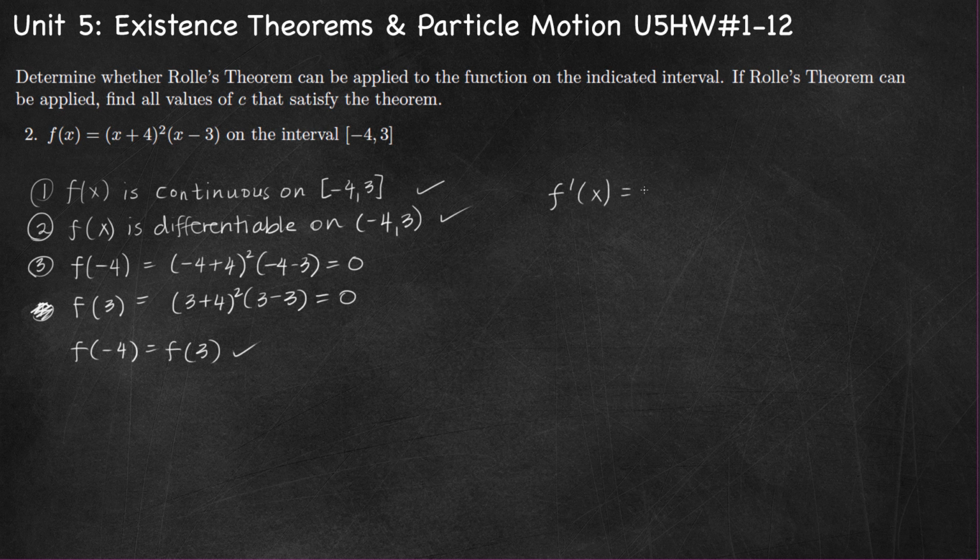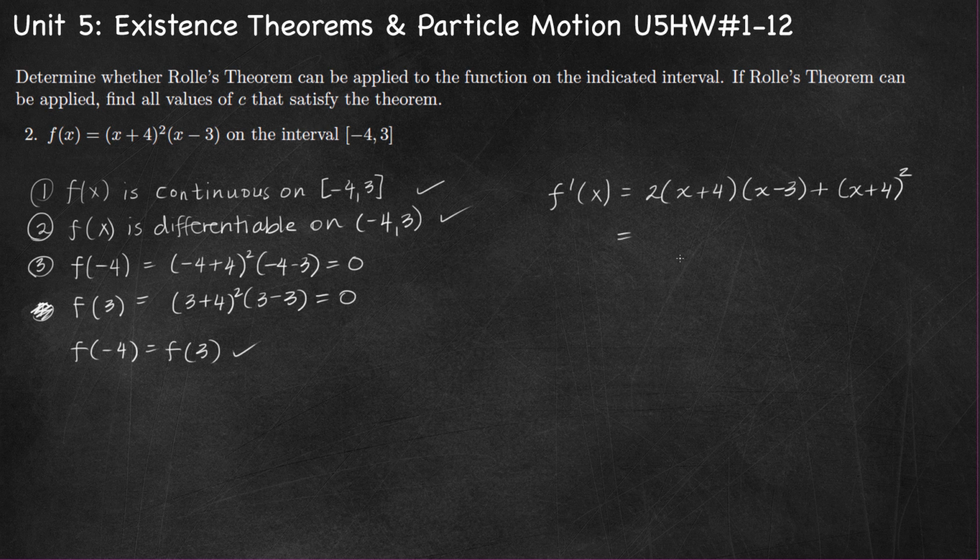So the derivative requires use of the product rule. So we're going to take the derivative of the first factor, which is 2 times x plus 4, multiply that by the second factor, plus the first factor times the derivative of the second factor, which is just 1.